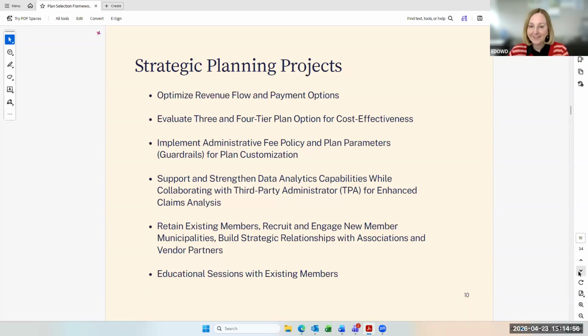The other objective that we've been working on, as you can see evidenced by the agenda today, is more educational sessions with our existing members. We want to keep hearing from you on what information you need to help you make better choices, or how we can better serve you through educational sessions. So please provide feedback. We're really looking for that.